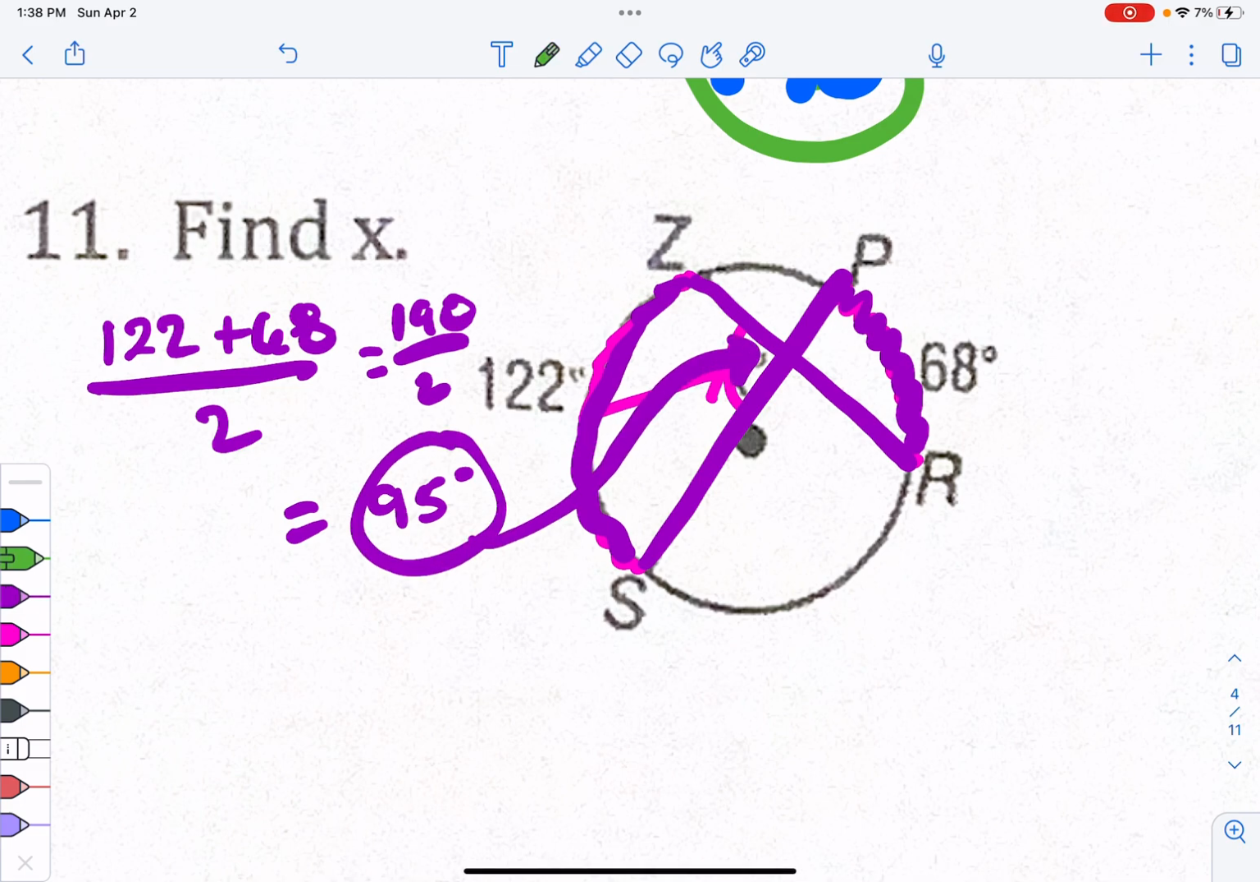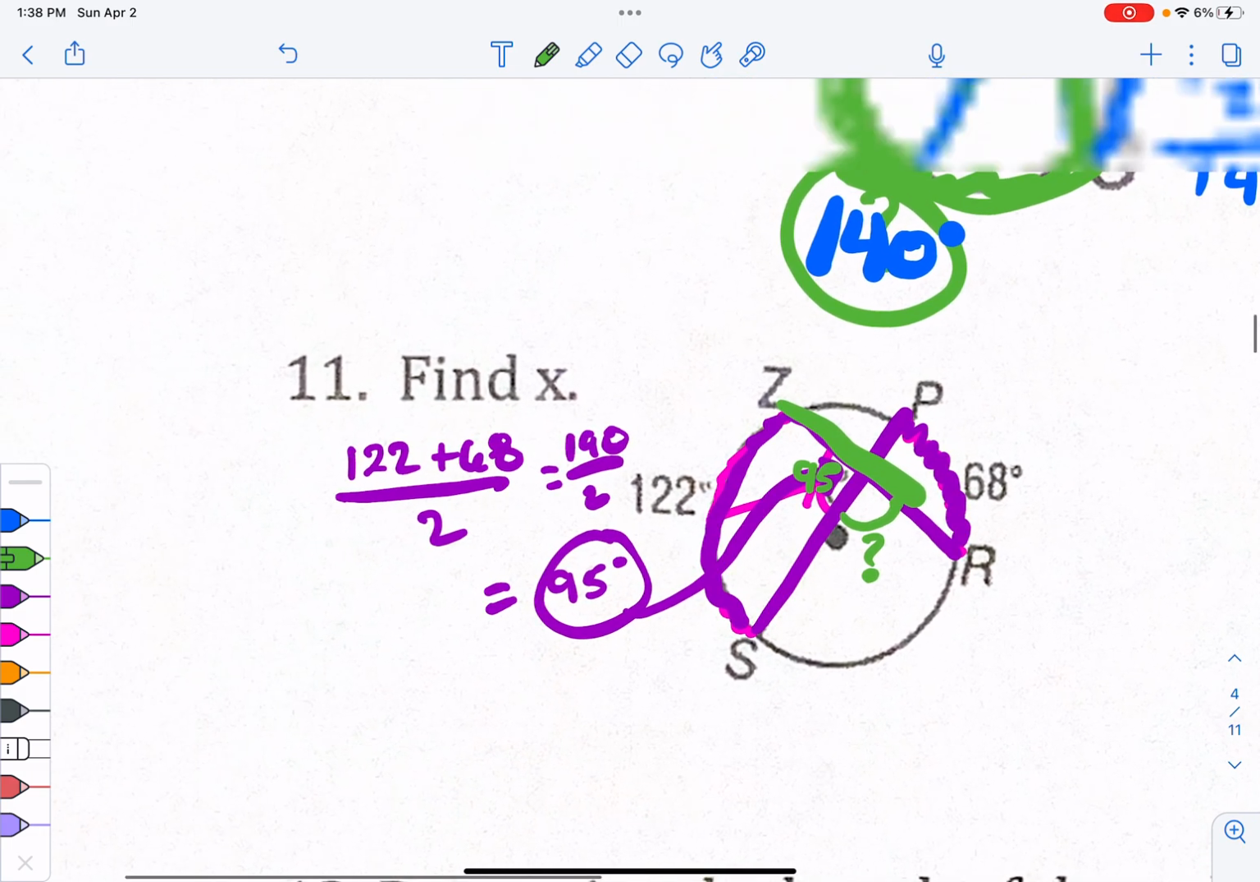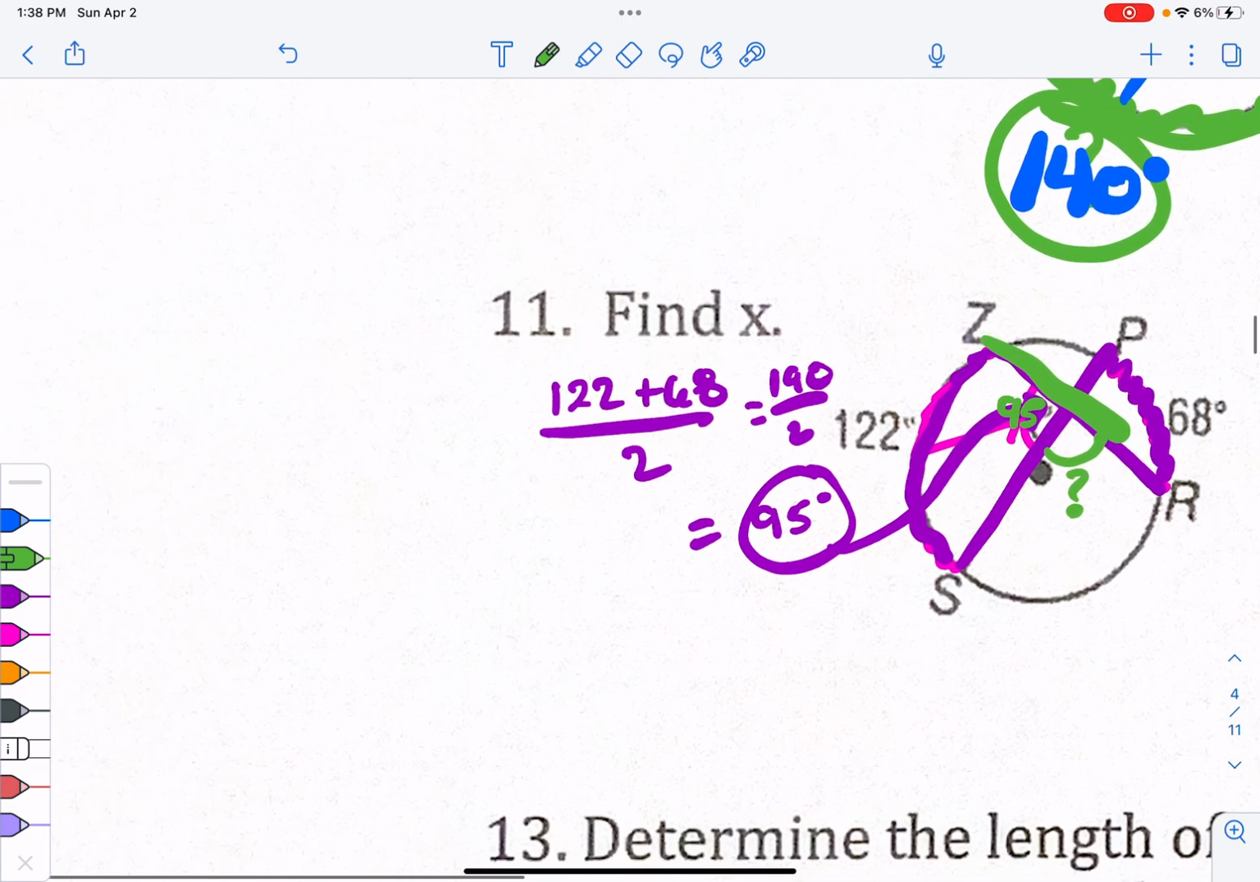Now be careful, because sometimes they will try to trick you and ask, what's the measure of this angle now? Well, if this is 95, then this angle here and this angle here would have to add up to 180. So you would just have to do that extra little step. So be careful if I ask you for that one. It's the same process again, but that's just the way that it works.